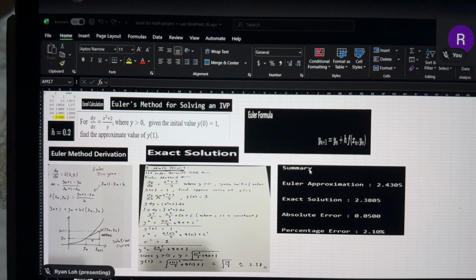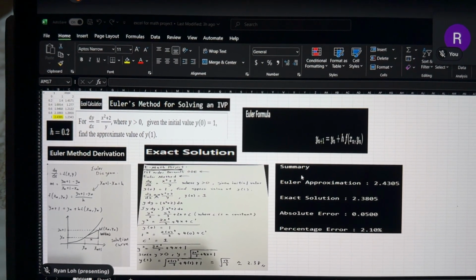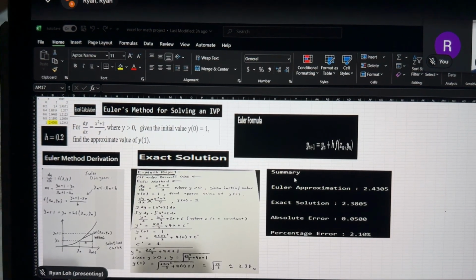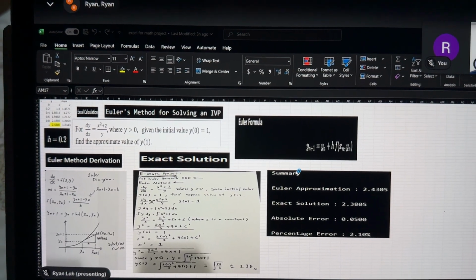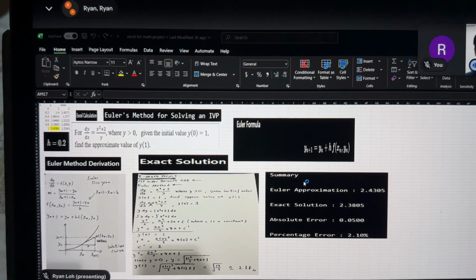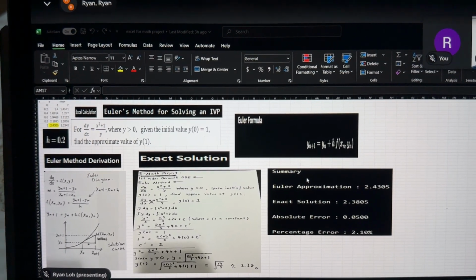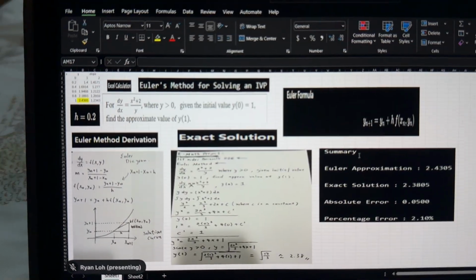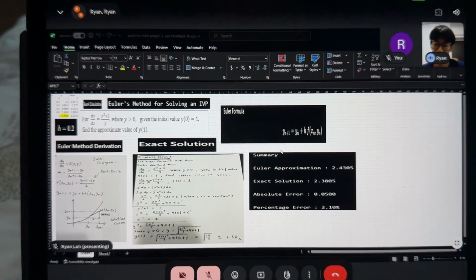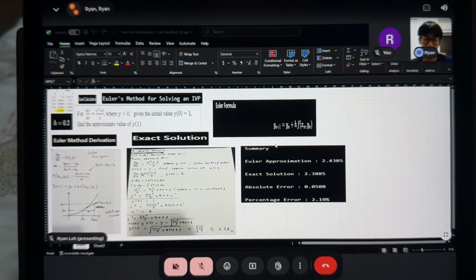minus x_n. In Euler method, the horizontal distance between 2 points is called the step size, which is represented by h. So therefore, x_{n+1} minus x_n equals h. Substituting this into the gradient formula, it will give us f(x_n, y_n) equals y_{n+1} minus y_n over h. And finally, rearranging the equation will give us the Euler update formula, which is y_{n+1} equals y_n plus h f(x_n, y_n).